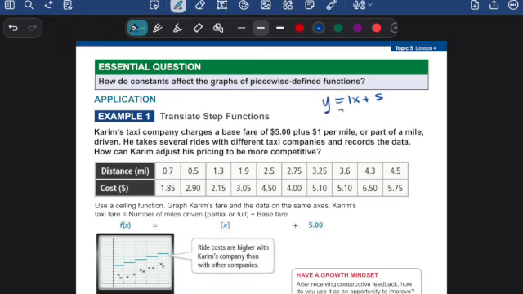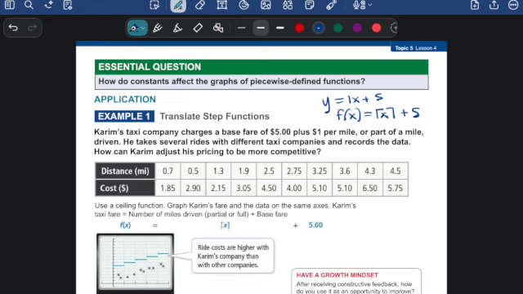So we do have a ceiling function instead. Our function, written in function notation, would be ceiling function of x plus the 5. Since we're rounding up and including part of the next mile, we have that ceiling notation. He's comparing his function to other taxi companies. So that's what's in the table. This data in the table is other taxi companies. Using a ceiling function, we can graph this on our graphing calculator and compare it to the data in our table. So get out your graphing calculators.